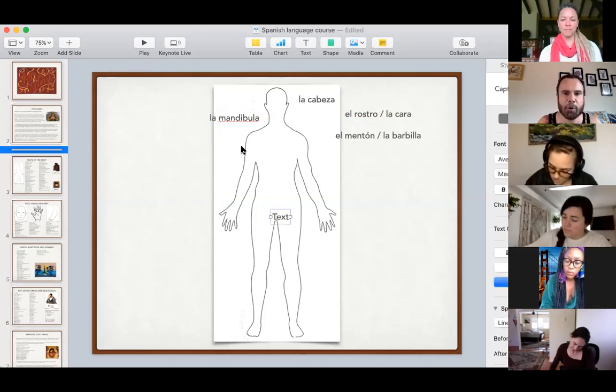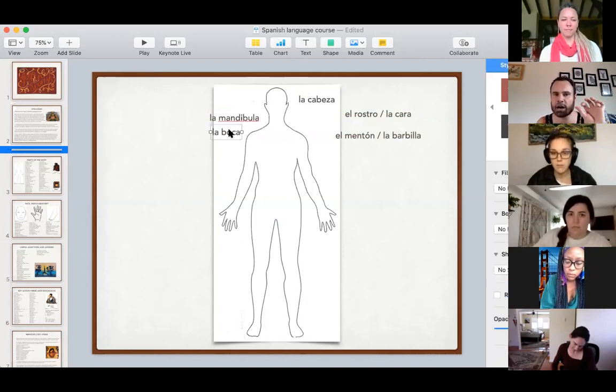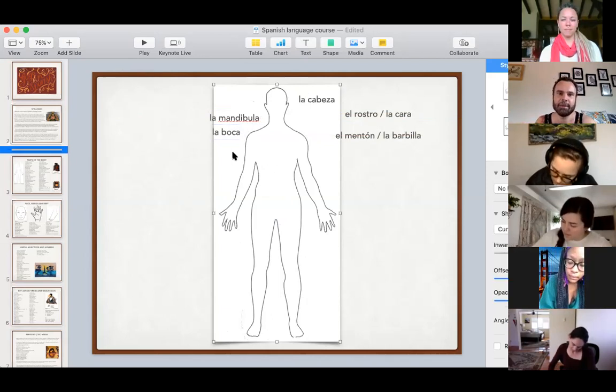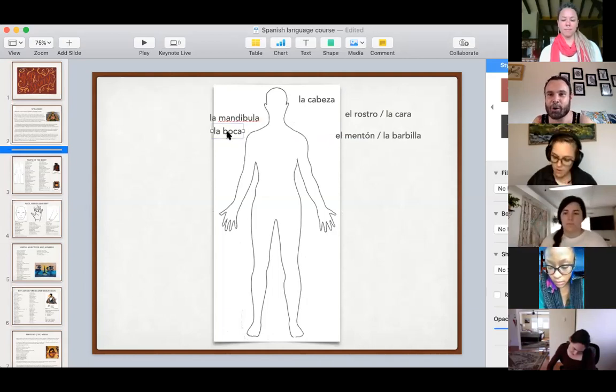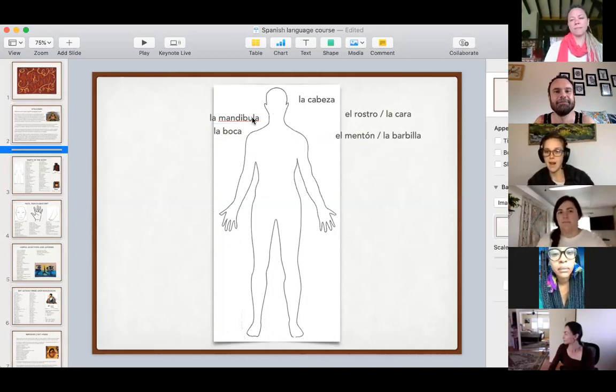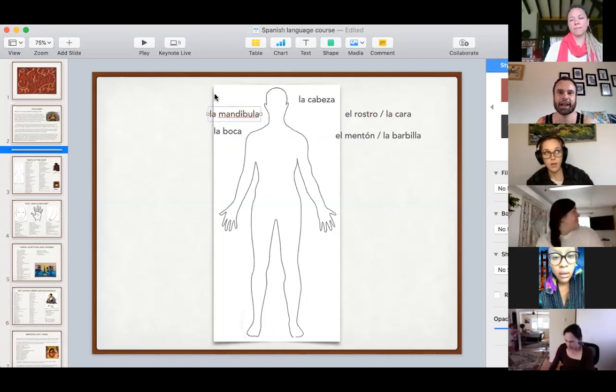Good. So la boca, and again, this is an example where we need to make the vowel sound harder and the consonant sound softer, because it's not boca, it's la boca. La boca. Yeah. So it's almost like a kind of a W noise here in Latin America, la boca, as opposed to a B noise. Great.